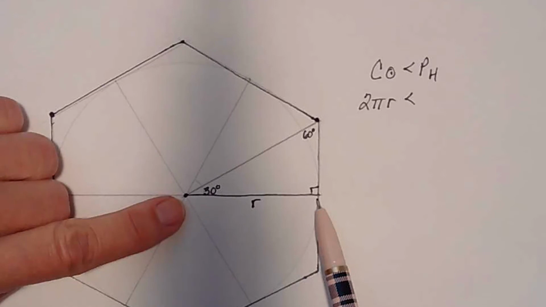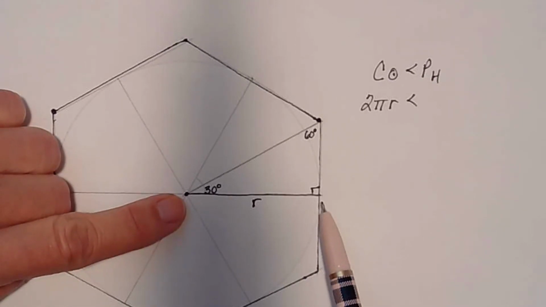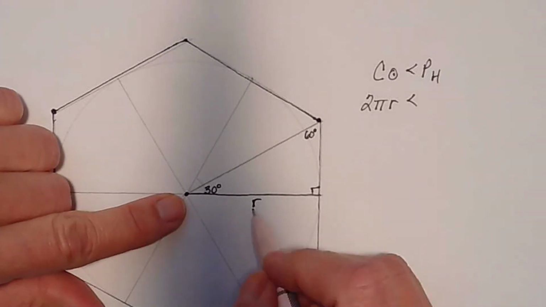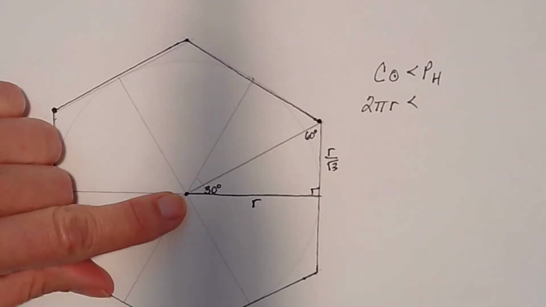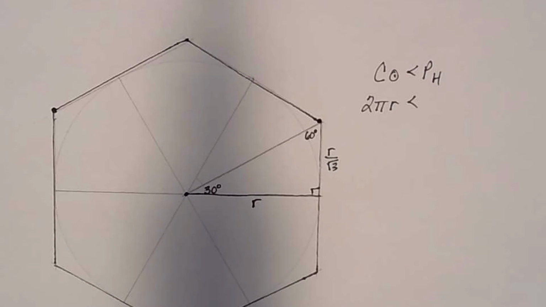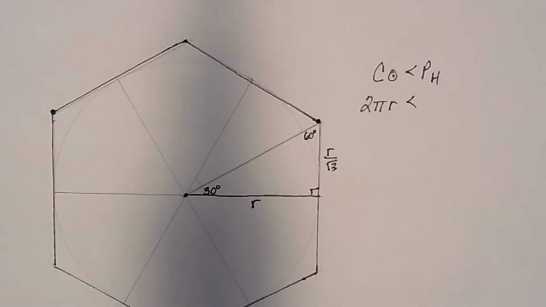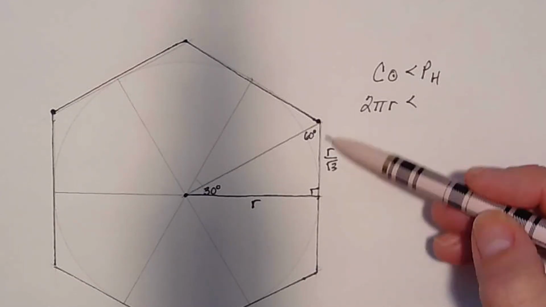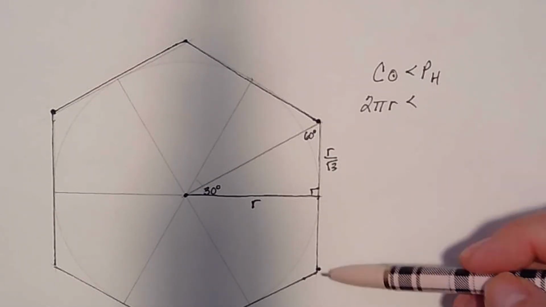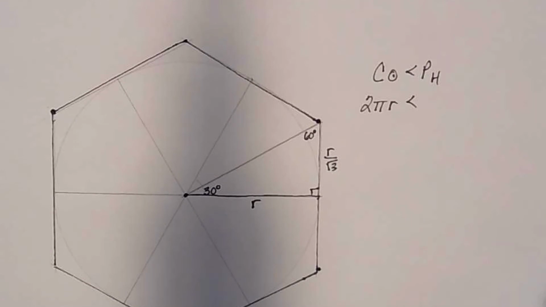If I know the long leg of a right triangle, I can take the long leg and divide it by root 3 to get the short leg. So the short leg of this triangle is r over root 3. Now this length right here is half of this side. So one side of this hexagon is 2 of these.